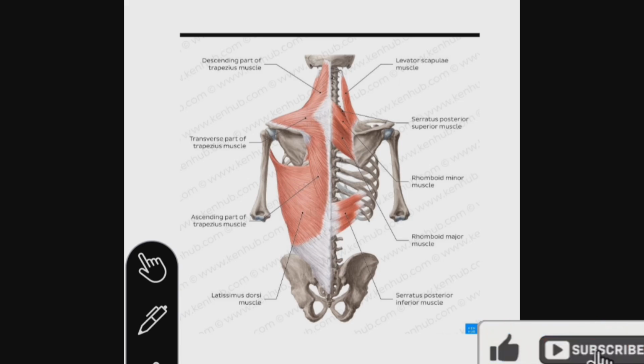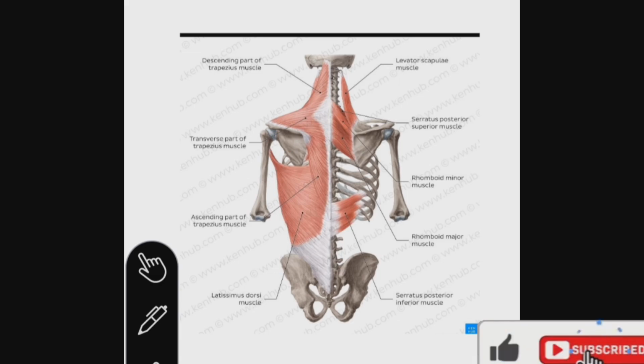The first one we have is the trapezius. So this is the trapezius here. The trapezius looks like a trapezium shape, hence the name. It originates from the external occipital protuberance or the superior nuchal line and inserts into the clavicle, the spine of the scapula, and a part into the acromion. The trapezius is innervated by cranial nerve 11, the spinal accessory nerve, for motor functions, while the sensory is by C3 to C4.